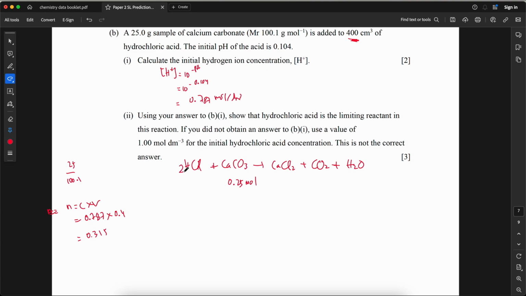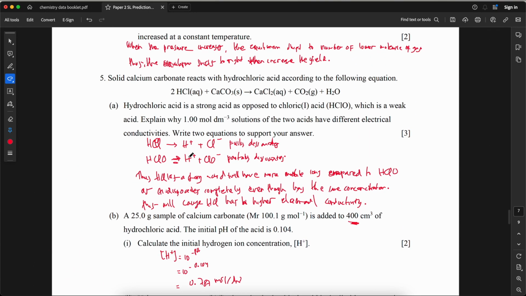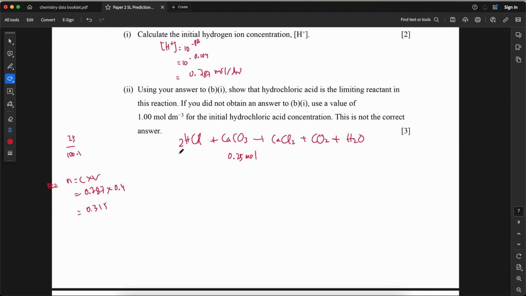Don't forget, this here is 2 HCl. So 0.315 mole for 2 mole of HCl. For 1 mole of HCl, that would be 0.16, right? So 0.16 is smaller compared to 0.25 mole. So 0.25 mole for 1 mole of CaCO3 and 0.16 mole for 1 mole of HCl. So HCl is the limiting reactant.